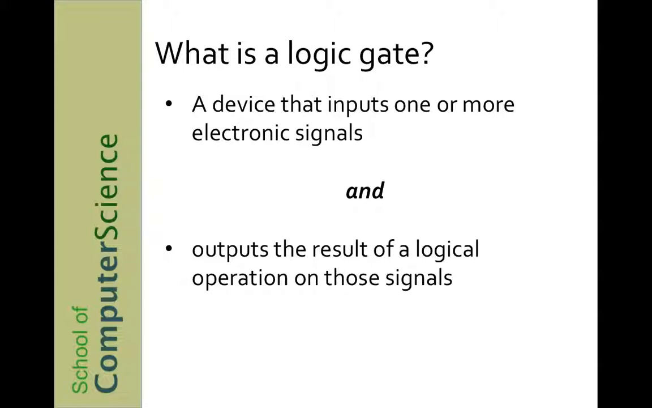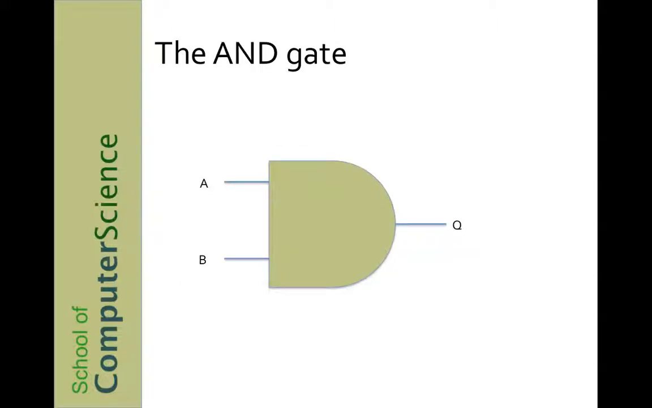Well, a logic gate is essentially a component of a circuit. It's a device that can input one or more electronic signals, and it will then process them and perform some logical operation on them, and then it will output the results of the operation on those signals. So let's give an example of that.